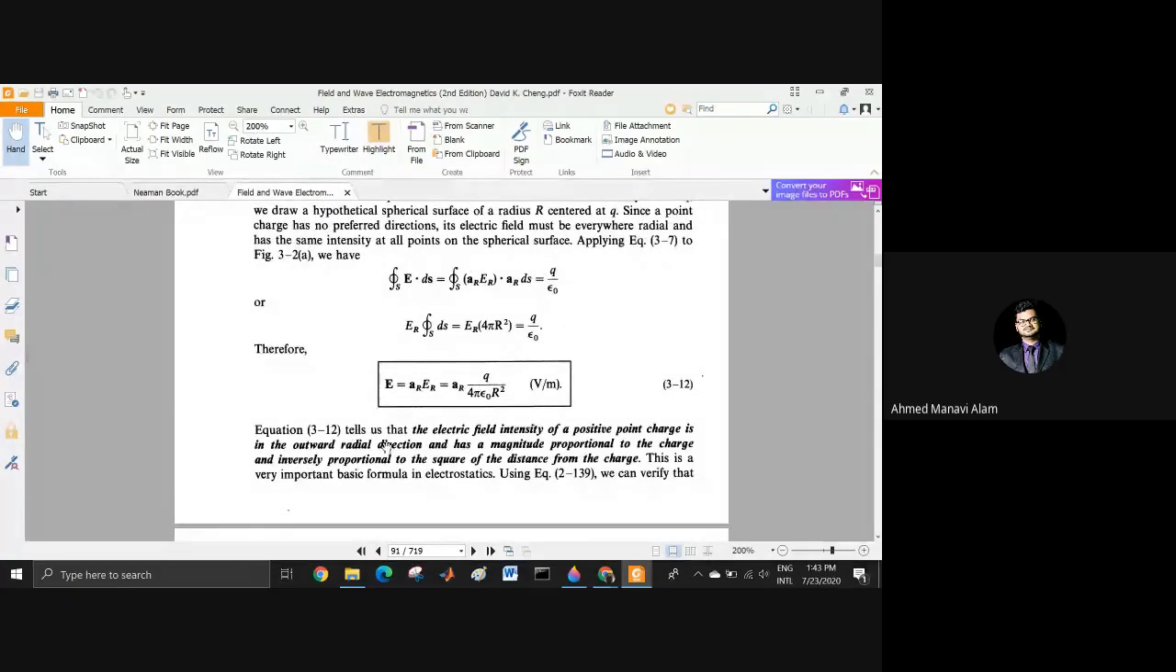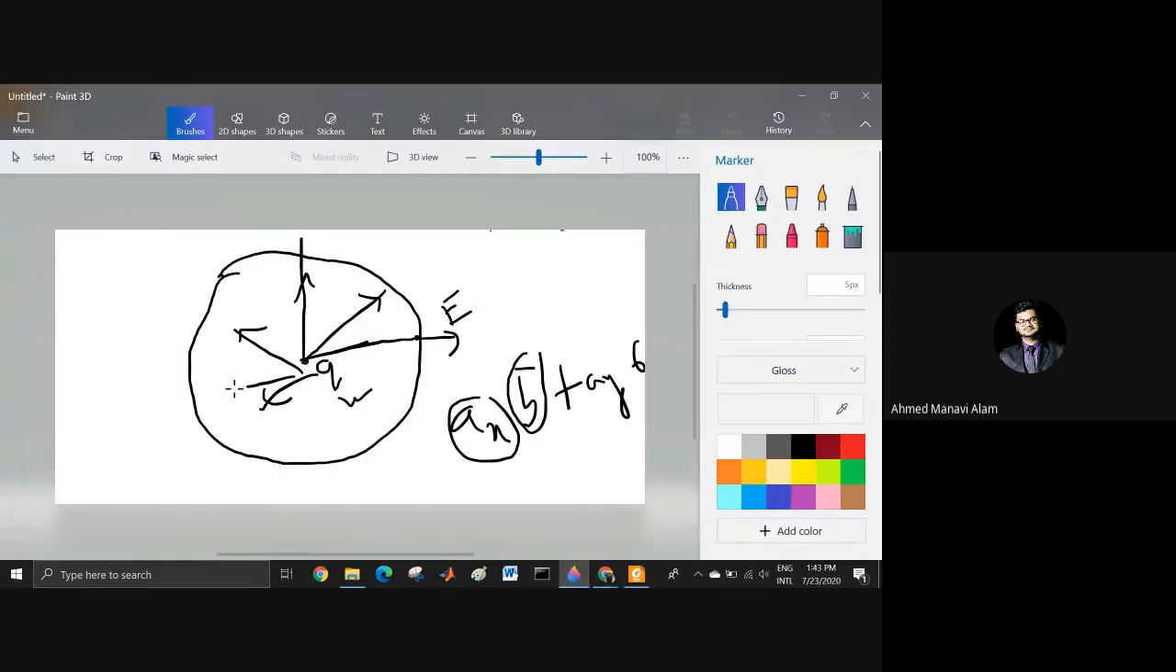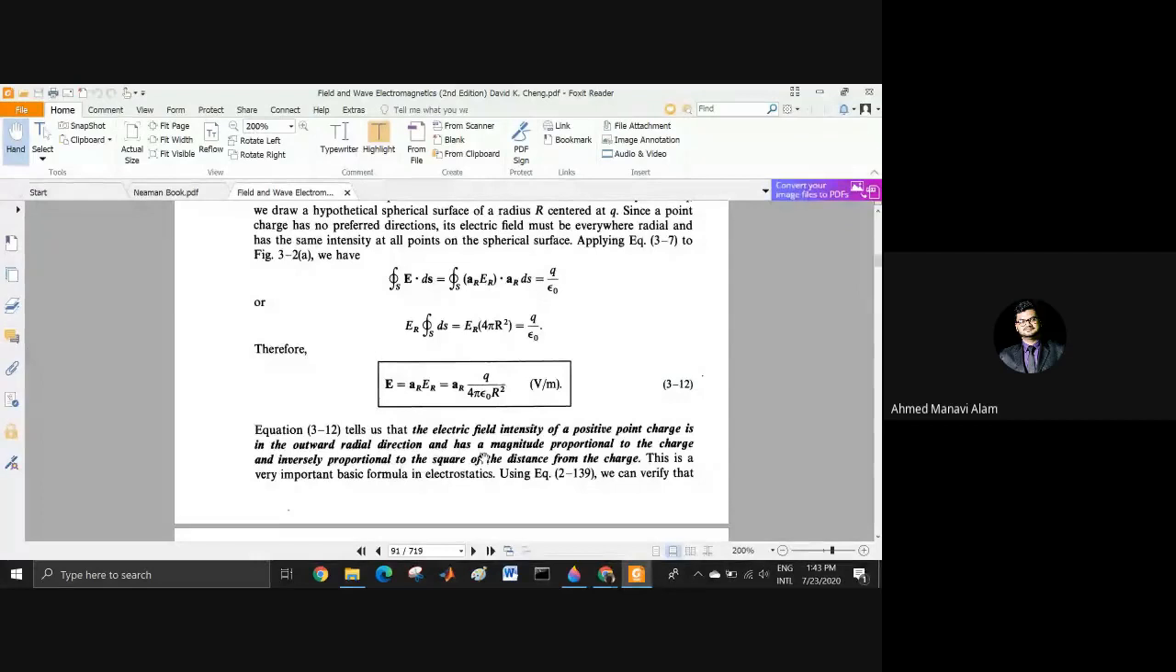Equation 3.12 tells us that the electric field intensity of a positive point charge is in the outward radial direction. Outward radial direction means it's an outward radial direction. ঠিক আছে, বাইরের দিকে যায়. It has a magnitude proportional to the charge and inversely proportional to the square of the distance from the charge. দেখেন, that has a magnitude proportional to the charge and inversely proportional to the square.